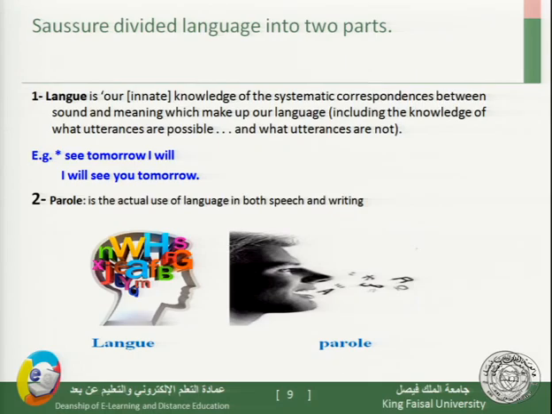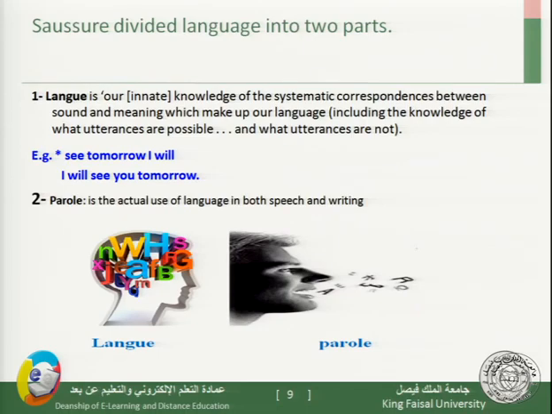This reminds us of the difference between competence and performance of the language: competence is our knowledge of language, and performance is our actual use of language. Now, the first image shows that in our mind, in our brain, we have all that knowledge, an innate knowledge of language, which we have when we are born. But the parole, or the performance of the language, is the use of those grammatical rules, this innate knowledge, and applying them in using language.